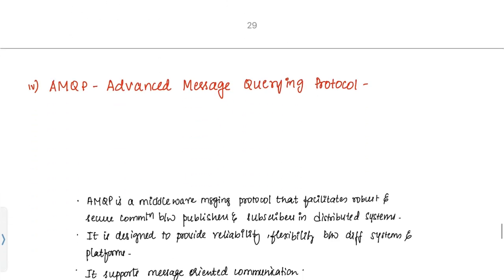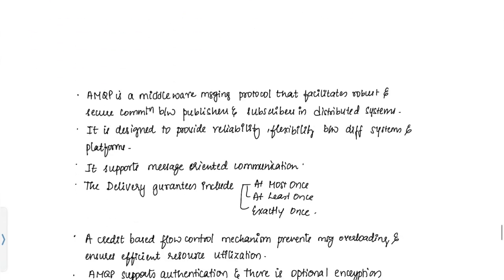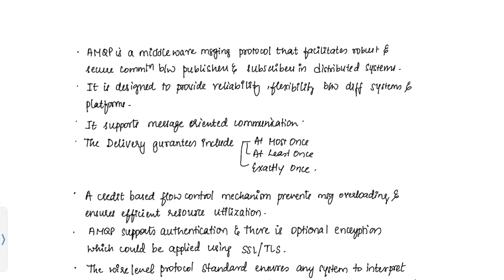Next, moving on further, we have AMQP, that is Advanced Message Queuing Protocol. Advanced Message Queuing Protocol is a middleware messaging protocol that will facilitate robust and secure communication between publishers and subscribers in distributed systems. It is designed to provide reliability and flexibility between different systems and different platforms.